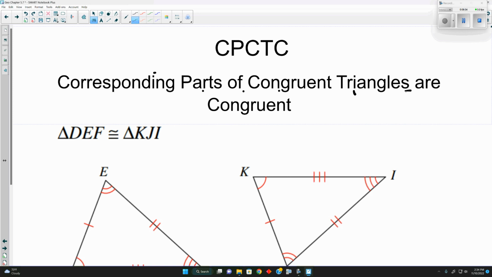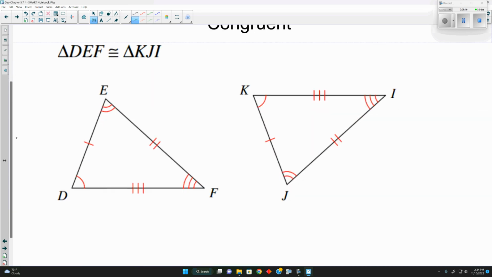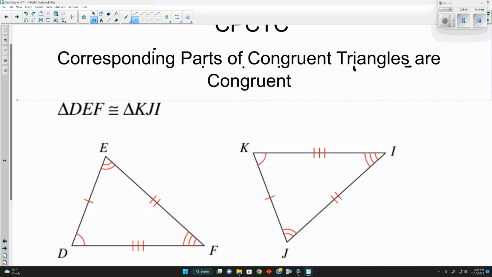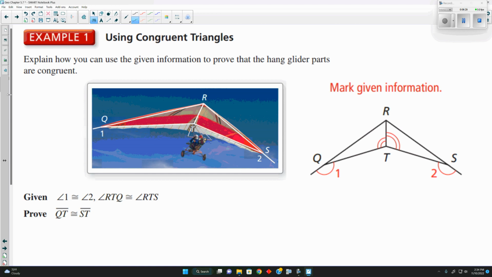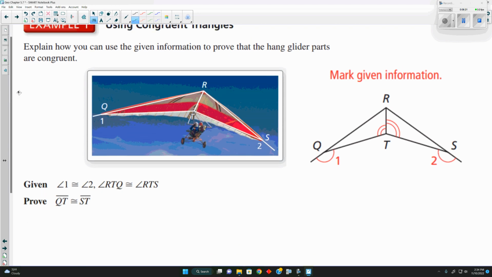Because if two triangles are congruent, it means all their parts, or corresponding parts, also have to be congruent. So once we prove two triangles are congruent, we can say the rest of their corresponding parts are congruent as well, by the corresponding parts of congruent triangles are congruent, or CPCTC. So, looking at this first problem here, explain how you can use the information to prove that the hang glider's parts are congruent.